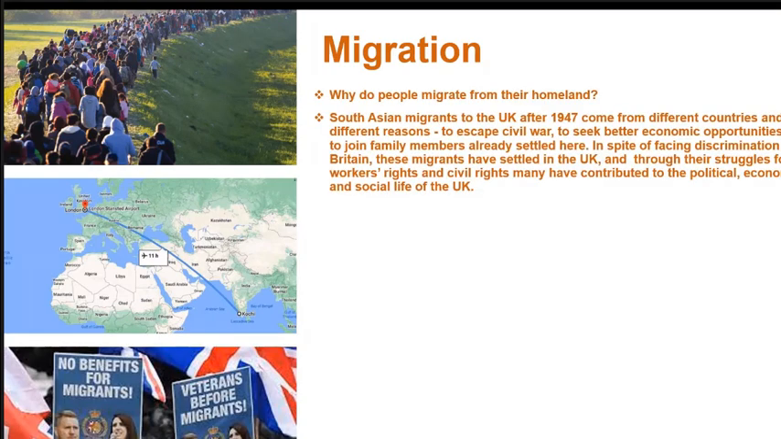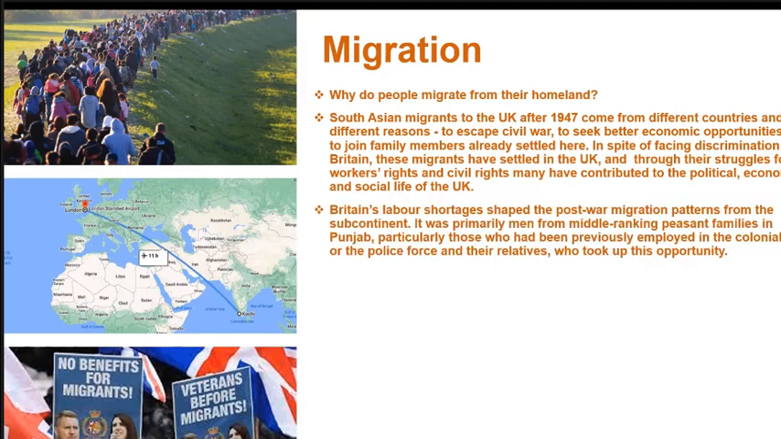Okay, so South Asian migrants came to the UK after 1947 from different countries to escape civil war. I've included that because there was conflict in Bangladesh, but also in Sri Lanka at the same time. They came to seek better economic opportunities and join family members already settled here, and in spite of facing discrimination in Britain, these migrants settled in the UK through their struggles for workers' rights and civil rights. They've contributed quite a lot to the political, economic and social life of the UK, and you can see that in the multicultural hot pot that we've got within Britain now.